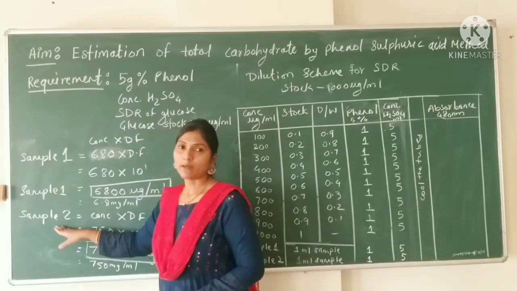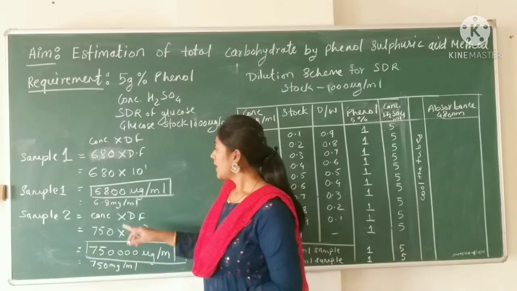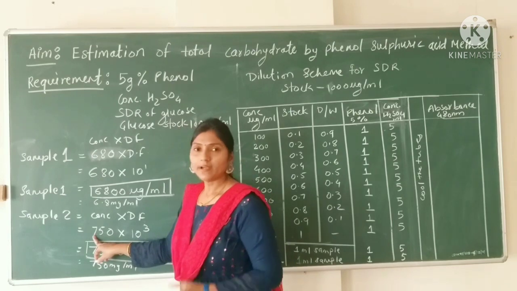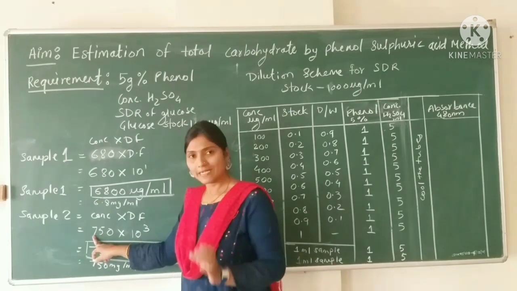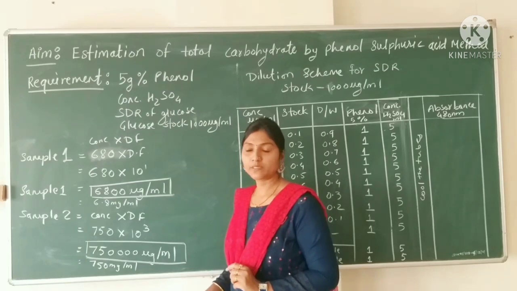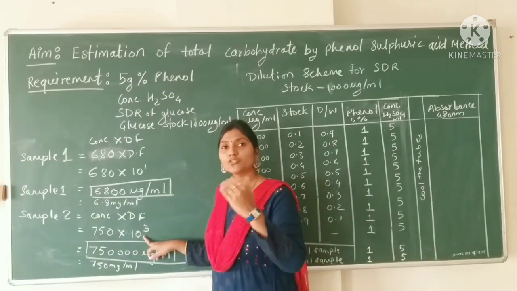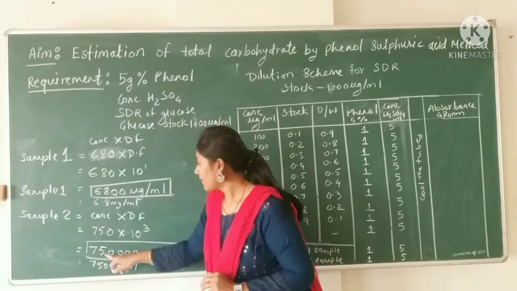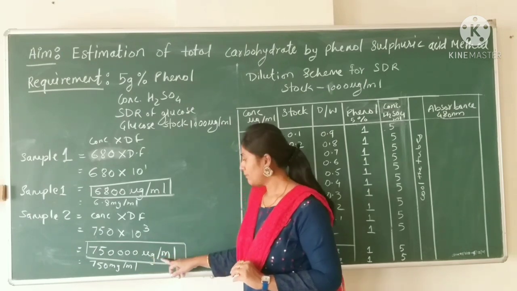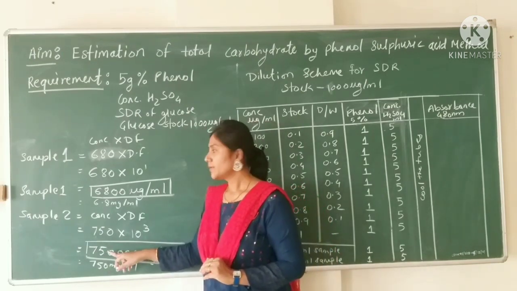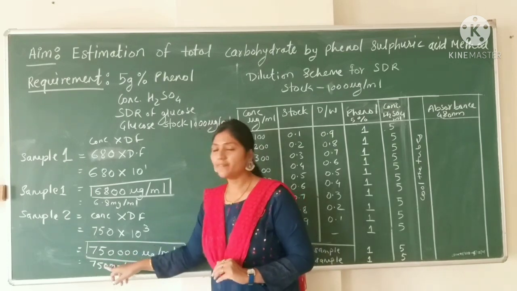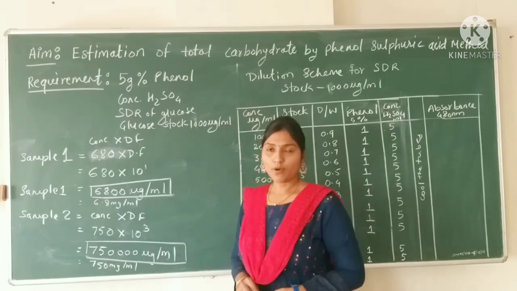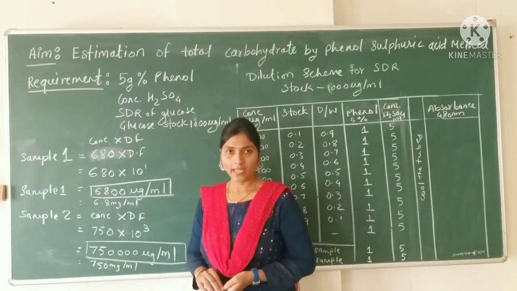Now my sample 2, I diluted the sample 2, and the dilution factor for my sample 2 is 10 raised to 3. So what I did, whatever concentration of glucose I got from the standard graph, that was 750 micrograms per ml. So I multiplied that with the dilution factor, that is 10 raised to 3. So it came 750000 micrograms per ml, and that I converted that into mgs per ml. So it is 750 milligrams per ml. So sample 2, here it has the total carbohydrates of 750 mgs per ml.